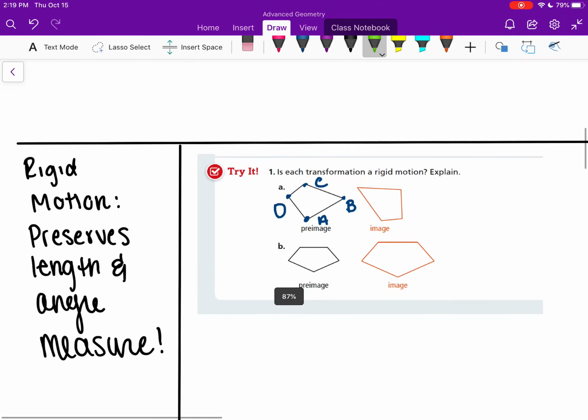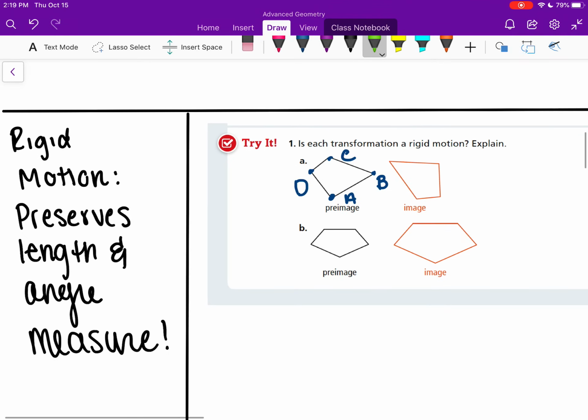Example 1 says, is each transformation a rigid motion? Explain. Just a reminder, rigid motion is a movement that preserves length and angle measure. So what I've done for us for part A is I have labeled the 4 points of this shape, and see if you can figure out how the pre-image points relate to the image points. Where does point A go? What happens to it? Well, this is what happens to our point A, so we call that A prime.